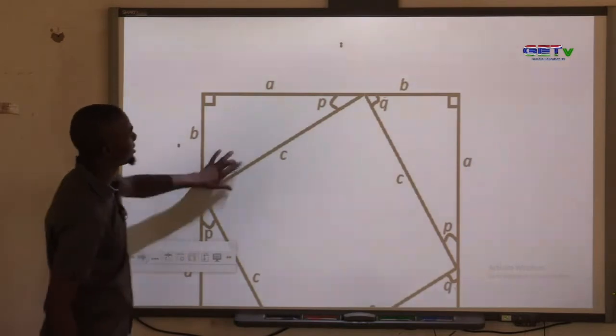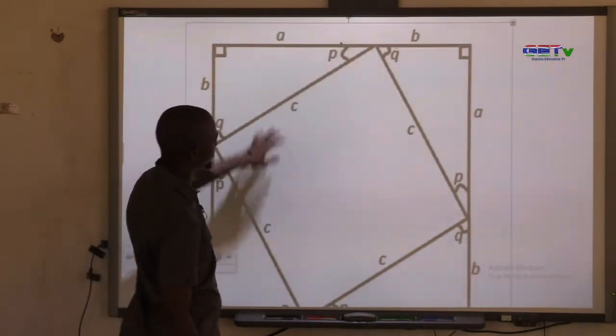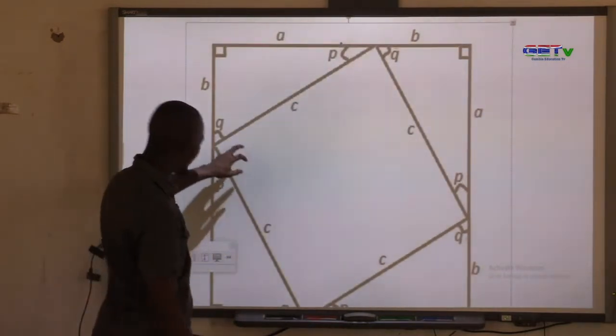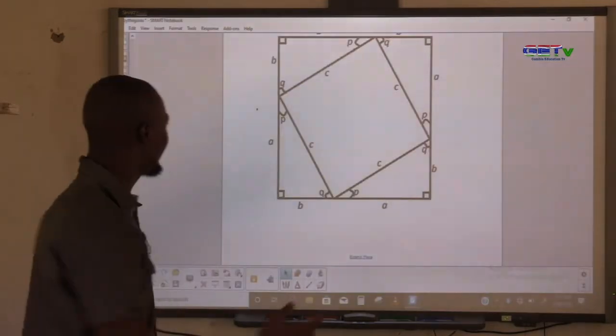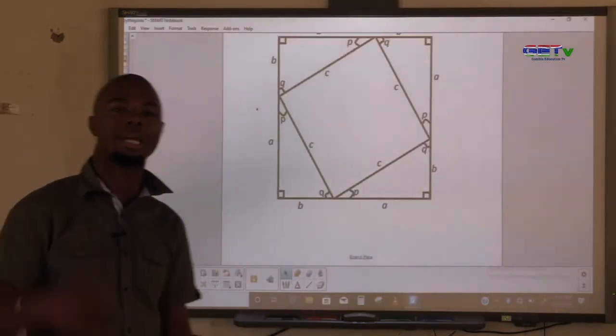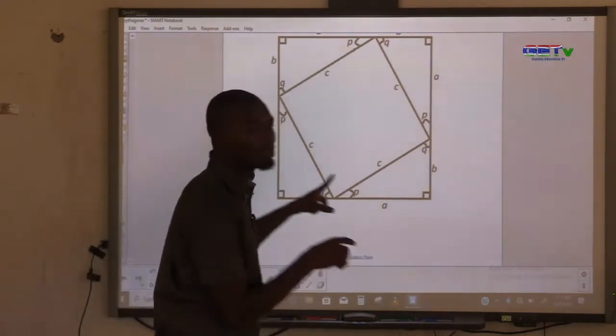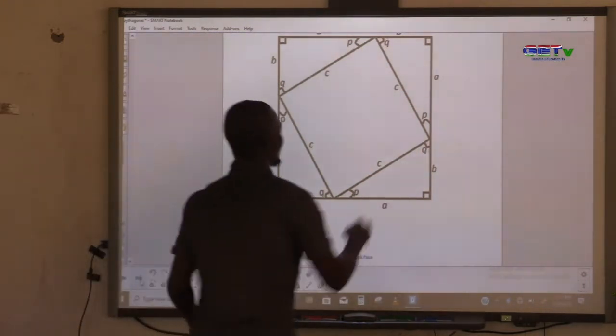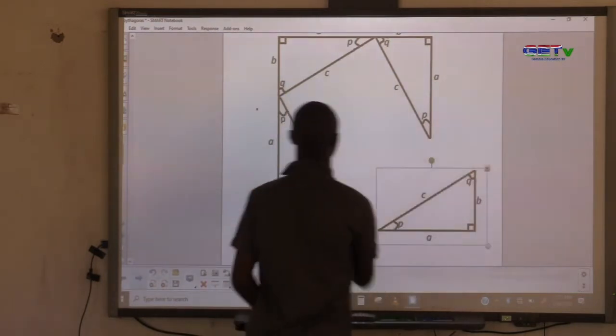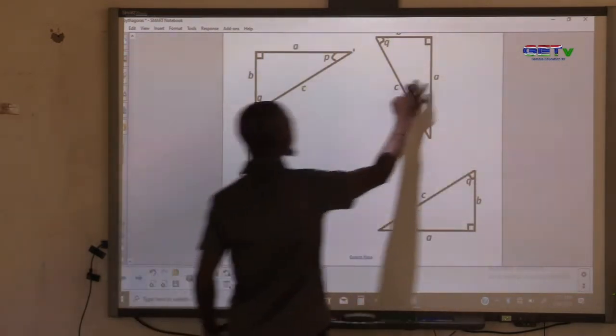Now let us look at this diagram here. We have a square here, and if you look at this, you will see how this square is formed. We have right angle triangles. That is what we use to form this square. I will start removing the right angle triangles. You see, they are all right angle triangles, 4 of them.